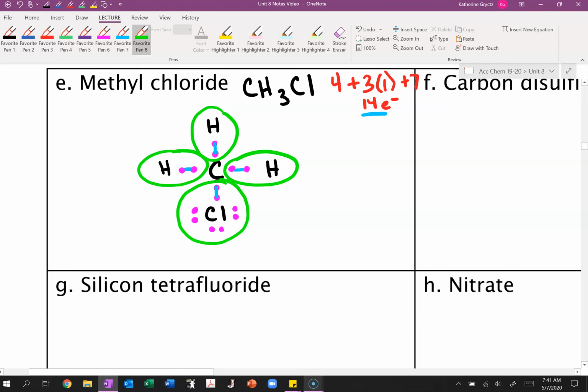And now if I count my total number of electrons, I've drawn 14 electrons. All of my outer atoms are good, circled in green. They all are full energy levels. I do have to go back and check my central atom.